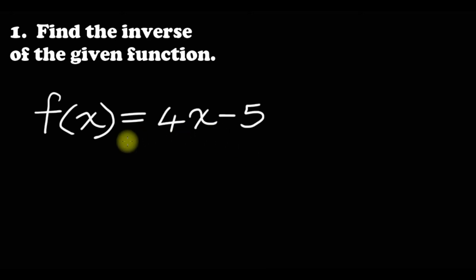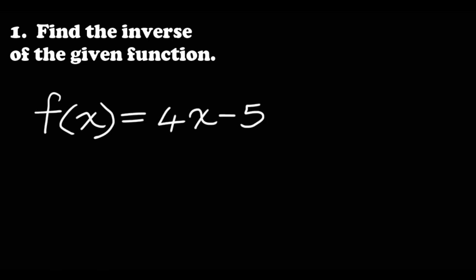All right, so here's the given function. You have f of x is 4 times x take away 5. Now we all know that f of x is just another name for y. So this is in function notation. All right, so we're going to go ahead and find the inverse of 4x take away 5.